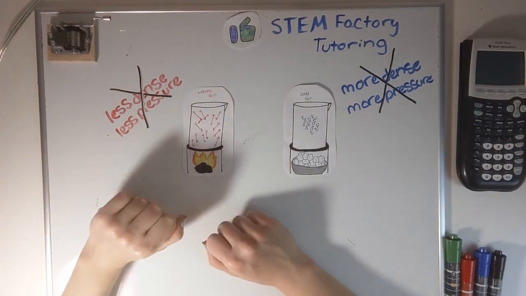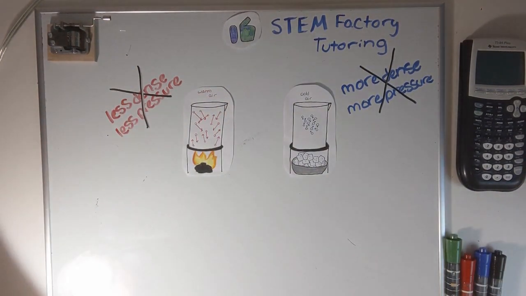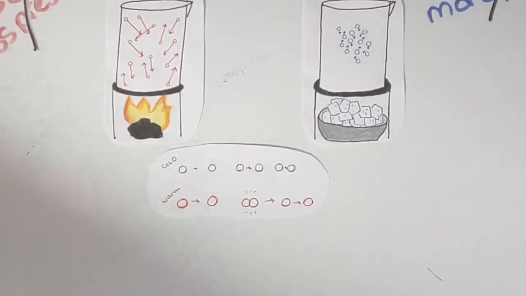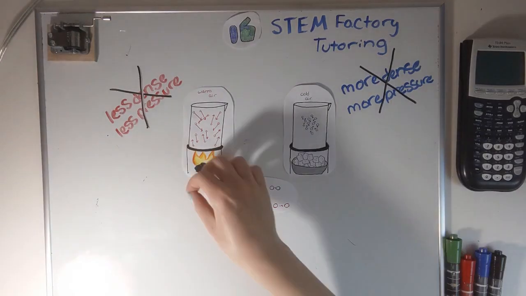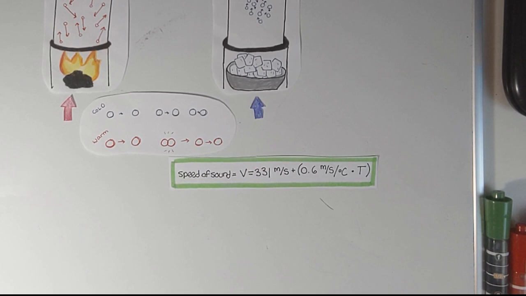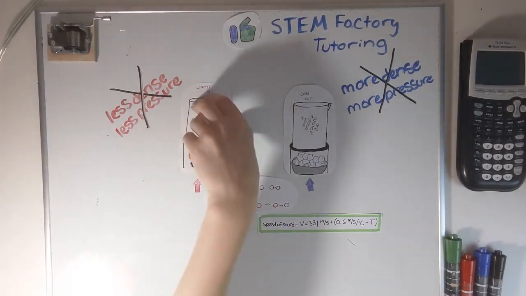Sound will travel faster at higher temperatures because the particles in the air are already vibrating. They already have plenty of kinetic energy, and they will be bumping and transferring that pressure wave more often and hence faster. We can use this formula: speed of sound equals 331 meters per second, which is the speed of sound at 0 degrees Celsius, plus the quantity of 0.6 meters per second per degree Celsius times the temperature, measured in Celsius, of course.